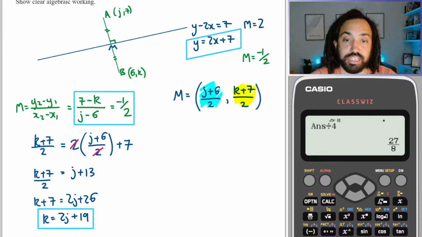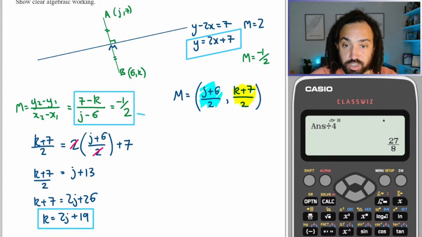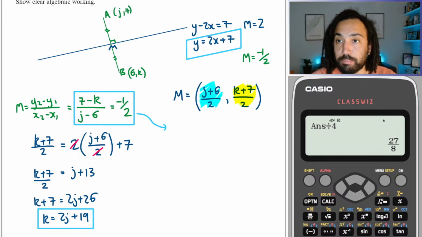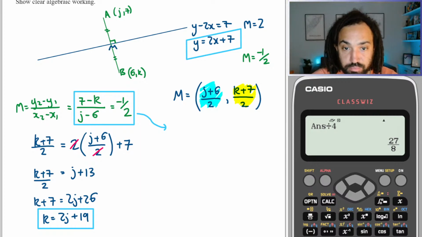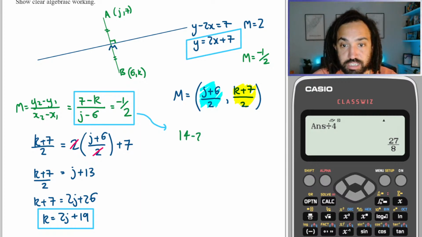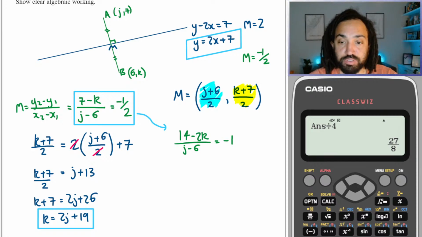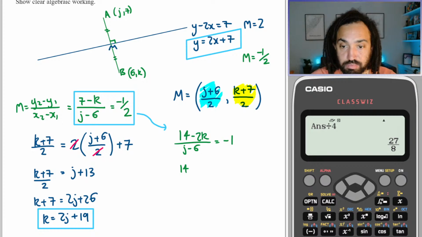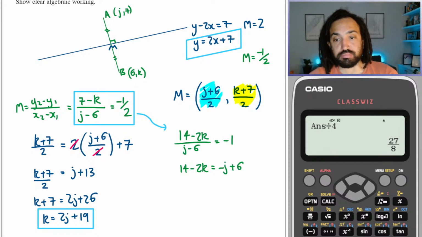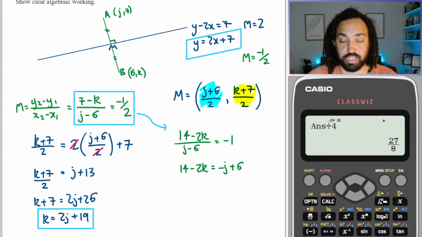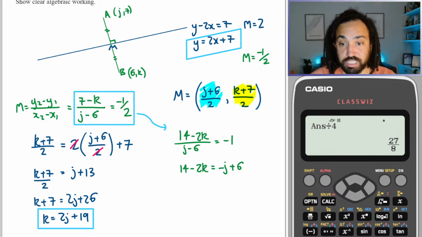Okay, and now let's take this one over here and simplify this as well. So I can multiply both sides by 2, and that will give me 14 minus 2k is equal to minus 1. And then I can multiply both sides by j minus 6. And because I'm timesing it by minus 1, it's going to give me minus j plus 6. Okay. Now we've got to solve these simultaneously.